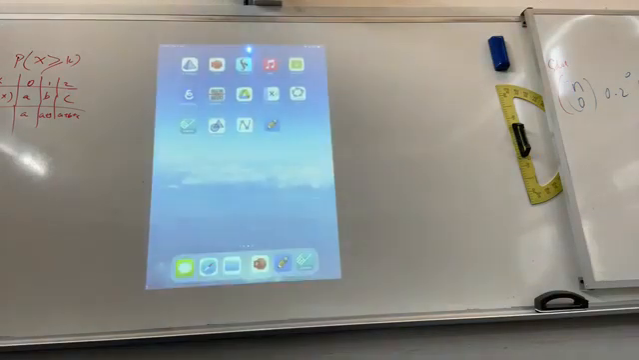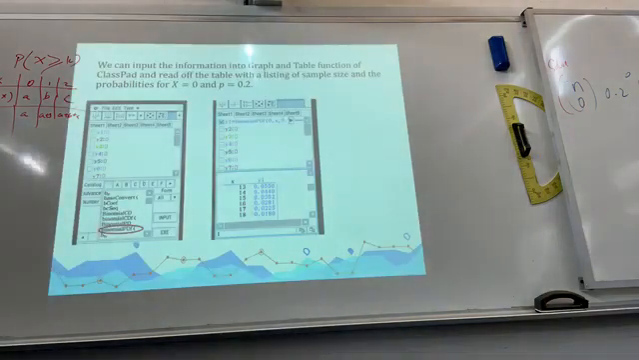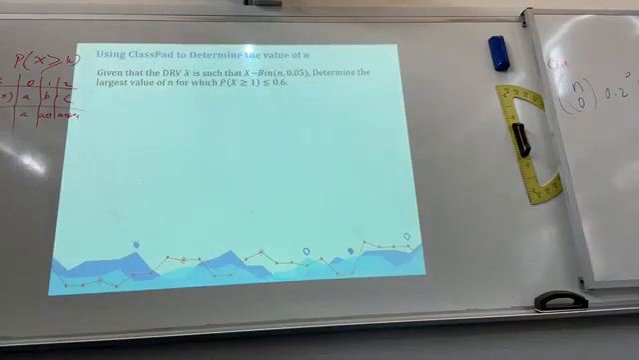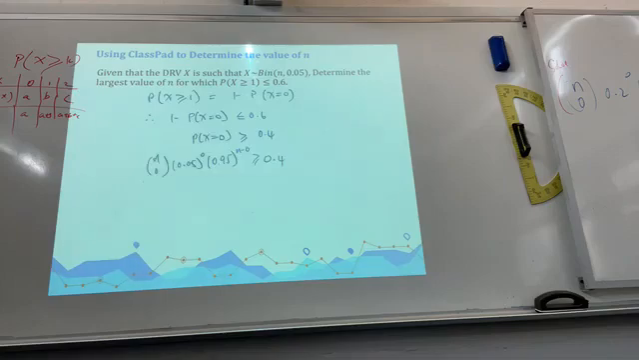Alright, so the last bit. Can you use the ClassPad to do that? Probably not. Yeah, of course you can. Again, use the same thing. Solve it, and you get n equals 17.